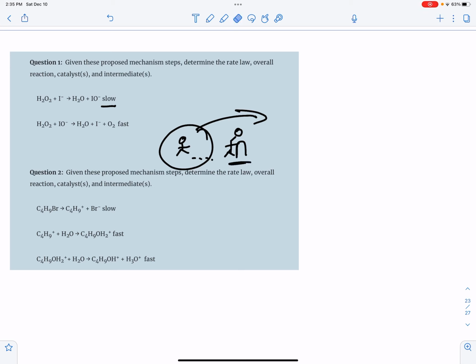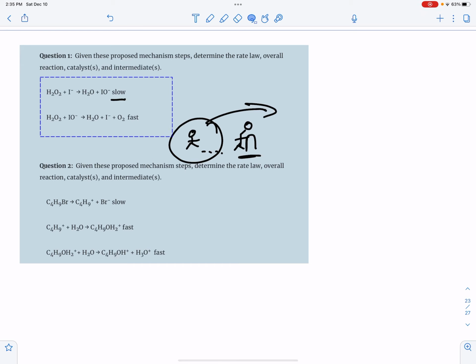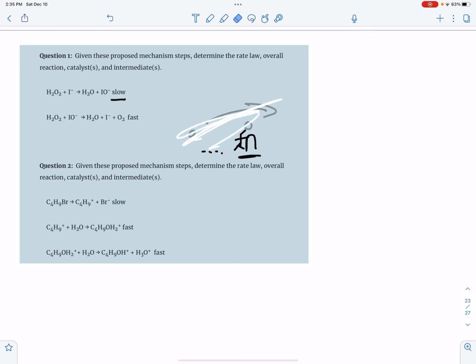So we have two steps. We have a fast path and then we have a slow path. So the entire reaction is governed by the slow path. Everything else happens really fast afterwards.